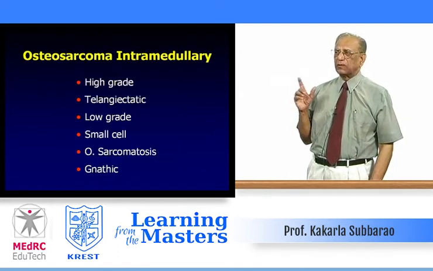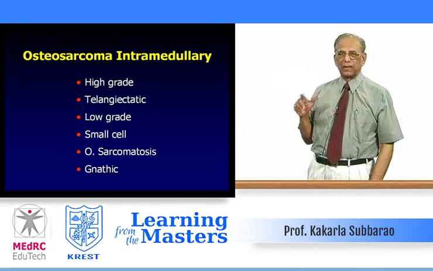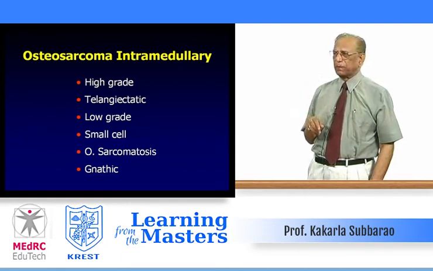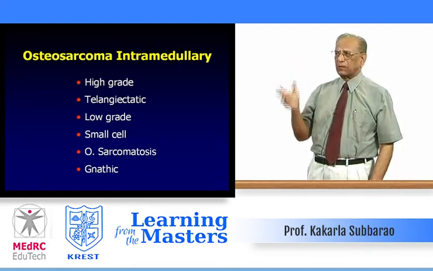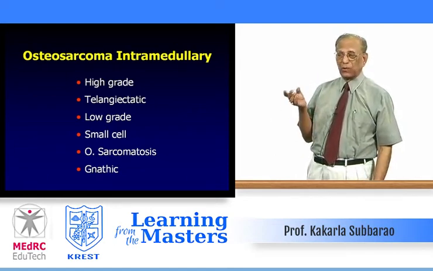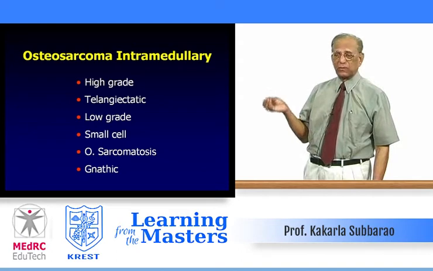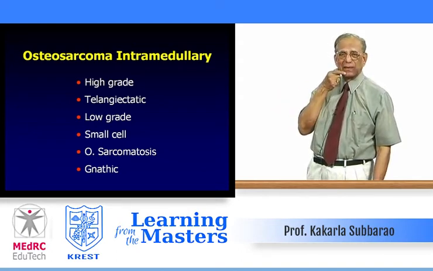And now we come to the intramedullary osteosarcoma. Again, there are about 14 varieties of osteosarcoma. And the most common is the garden variety of osteosarcoma. Usually the age is between 10 and 20. Usually the diametaphysis is involved. And usually there is a Codman's triangle and new bone formation. Intramedullary osteosarcomas may be divided into high grade osteosarcoma, telangiectatic, low grade, small cell, and then osteosarcomatosis, multiple osteosarcoma at various bones, and gnathic, arising from the mandible.